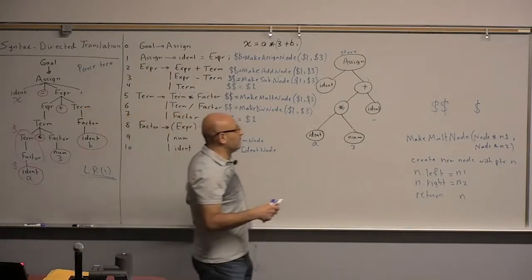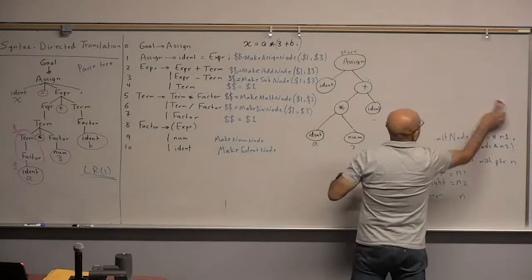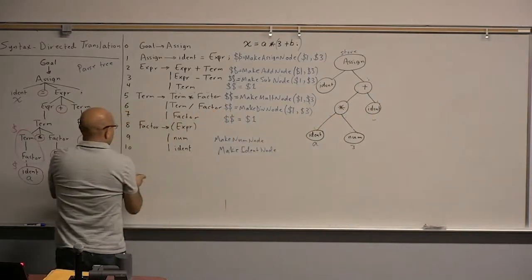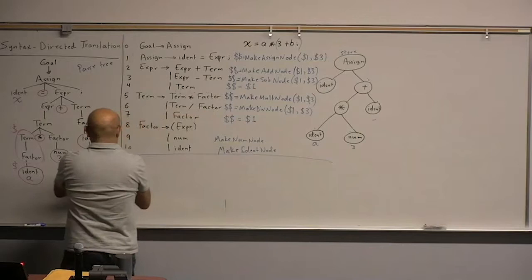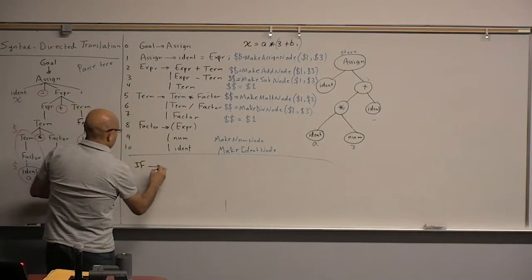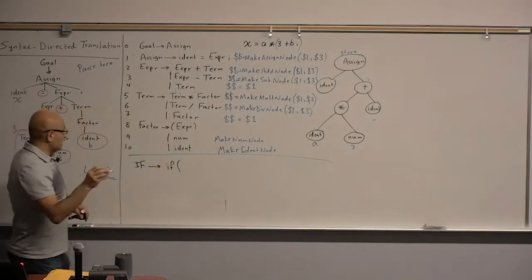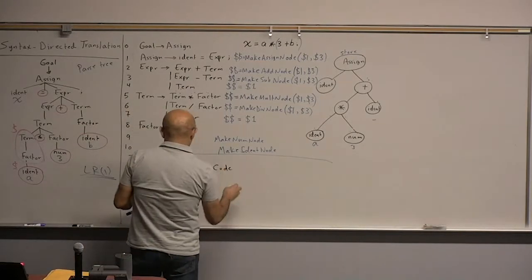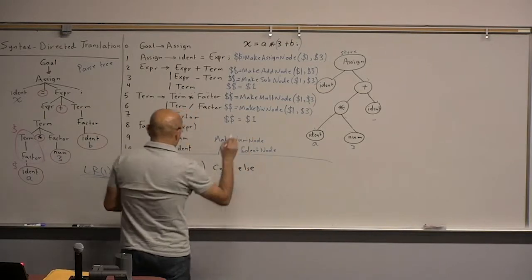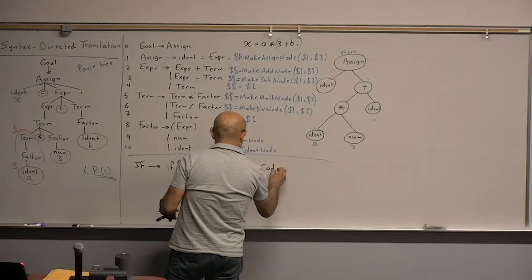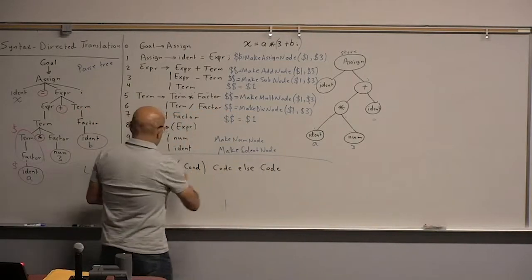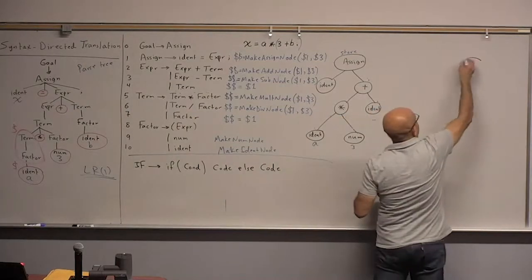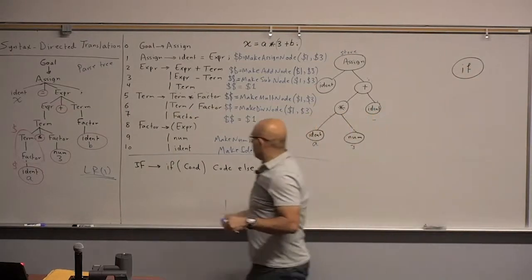So in order to show you an example where it's not 1 or 3, if we have an if statement, for example, something like if, some condition, then some code, else some code. Okay? Now, we need to create a node for the if, right? So now the node for the if, how many children will this have?